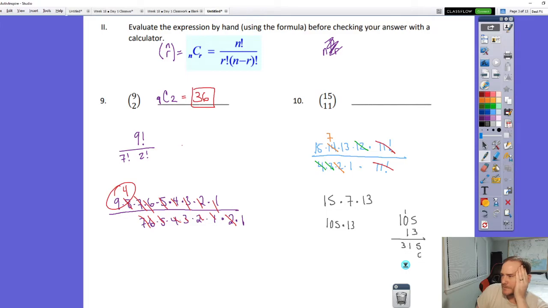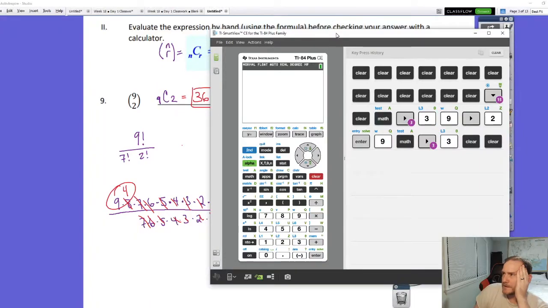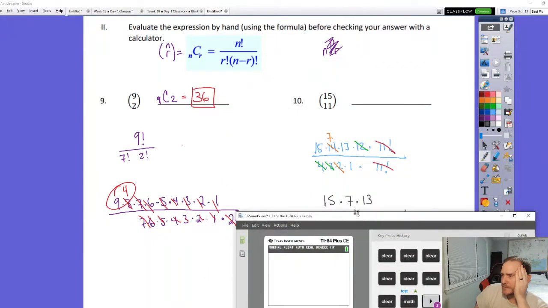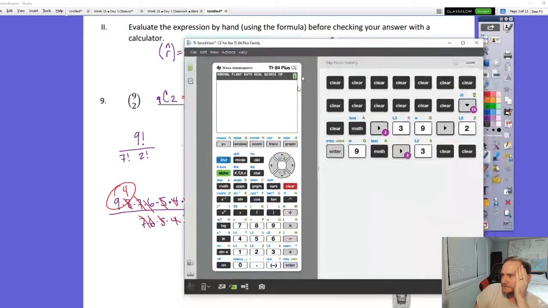Three. Put down the 0. 1365. That's what I'm getting. Do I trust myself? Not really. I'll double check it on the calculator. But at least I'll check this one. 15, 7, 13.